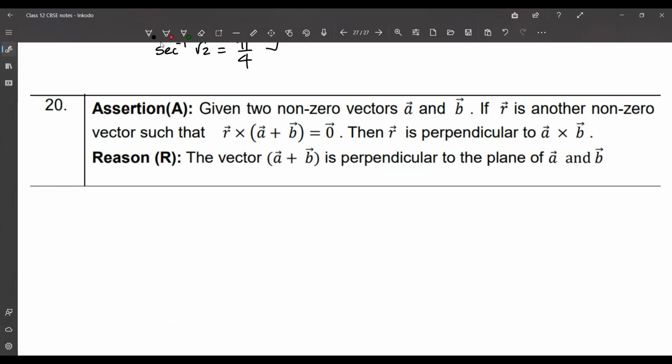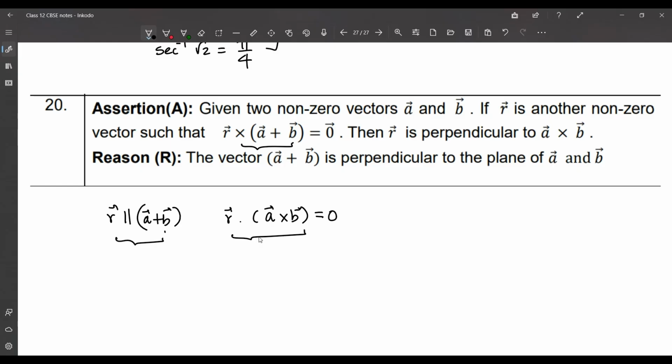Question 20. Given two non-zero vectors A and B, if R vector is a non-zero vector such that R cross A plus B is 0, which means R vector is parallel to A plus B vector. Here it is said that R vector is perpendicular to A cross B, so R vector dot A cross B vector is 0. So if R vector is parallel to A plus B, R vector is perpendicular to the plane containing A and B.